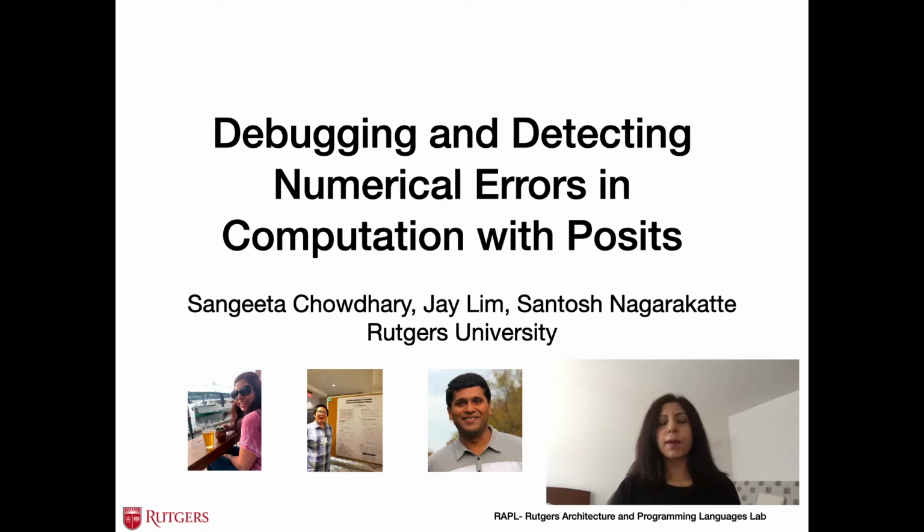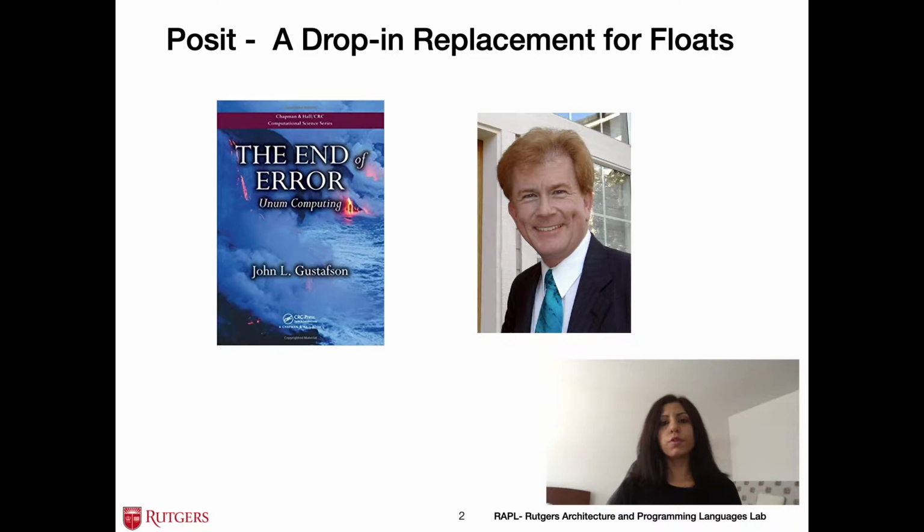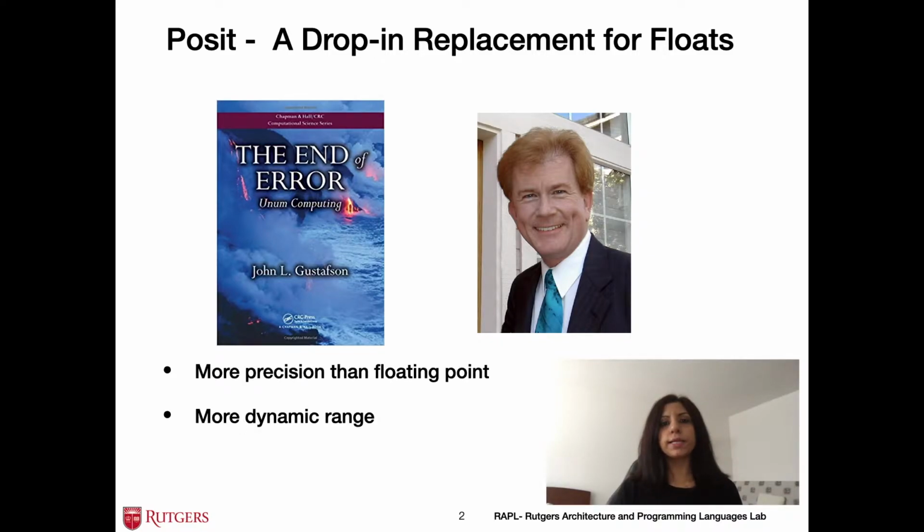Hello everyone, I'm going to talk about posits, which is a new exciting representation for reals in computer systems, and how you can detect and debug numerical errors in posit applications using our approach. Posits were recently proposed by John Gustafson as a drop-in replacement for floating point. Posits can provide more accuracy and dynamic range for the same number of bits in comparison to floating point.